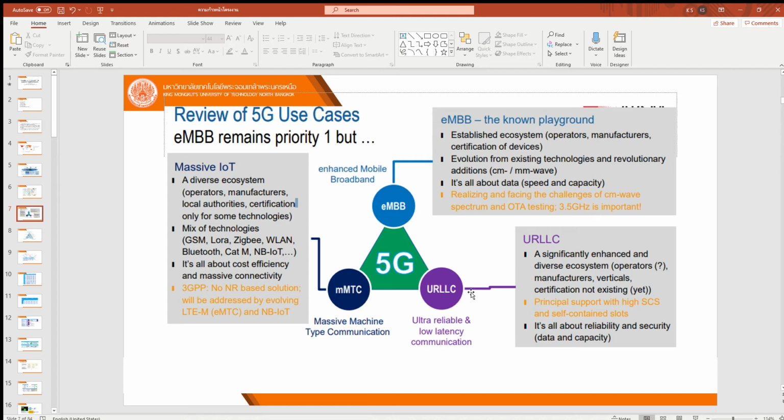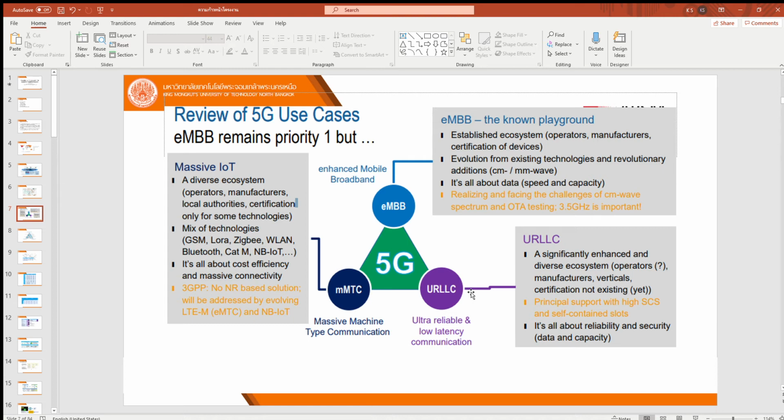Another one is eMBB. eMBB is very easy to understand. It is something that can increase the speed and the bandwidth. And that's why they are going to require 3.5 gigahertz frequencies, which is very important to increase the bandwidth because this frequency can be used for very high speed internet.